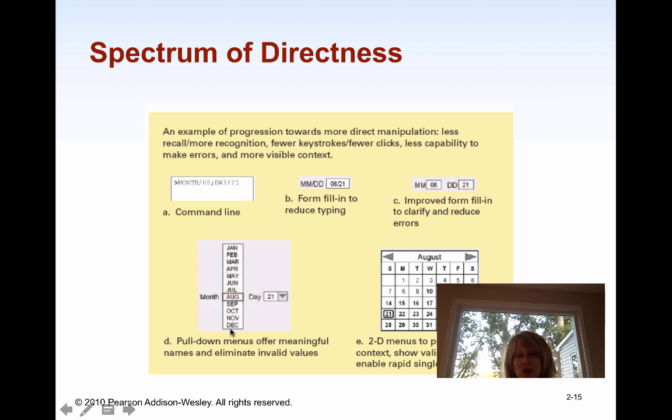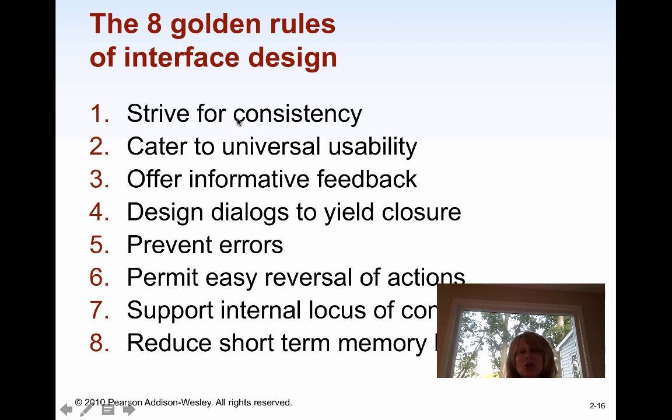Okay, pull down menus, we know about that. 2D menus, Google, that's what we do. So what are the 8 golden rules of interface design? This is important no matter what type of design you're doing: programming, system, website, apps. We want consistency.